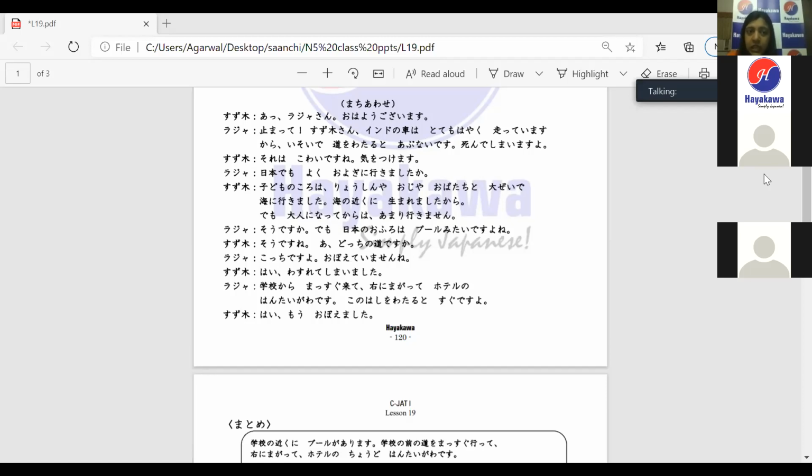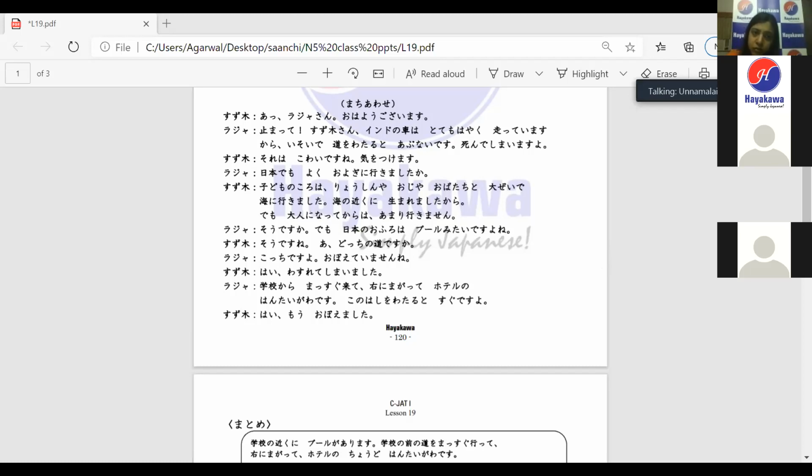Hi, arigato gozaimasu, Vishnupriya-san. Very good. So Raja-san is saying, Nihon demo yoku oyogi ni ikimashita ka? So, did you go often for swimming in Japan? Then Suzuki-san is responding to that, right? Shweta-san, can you read the dialogue for me?